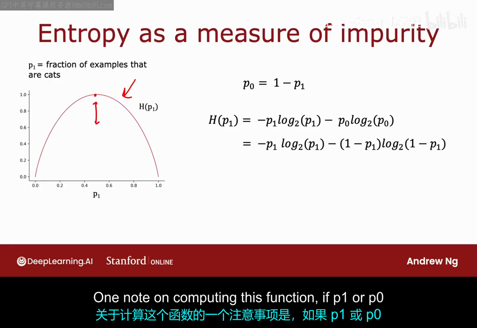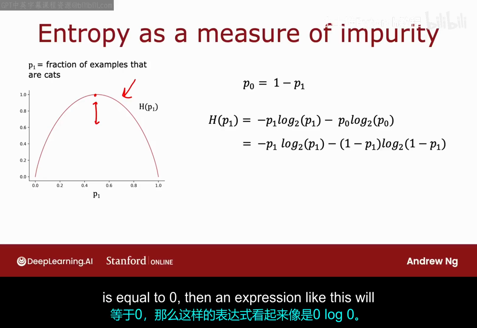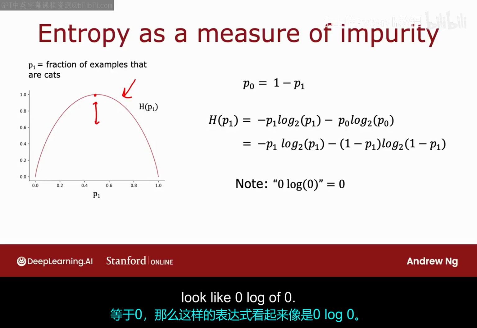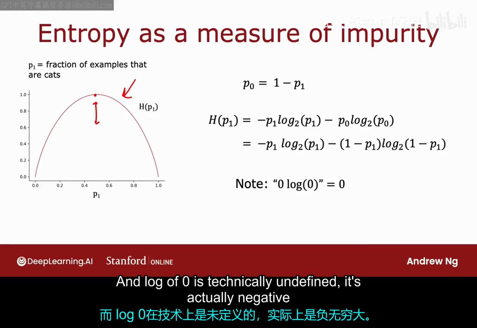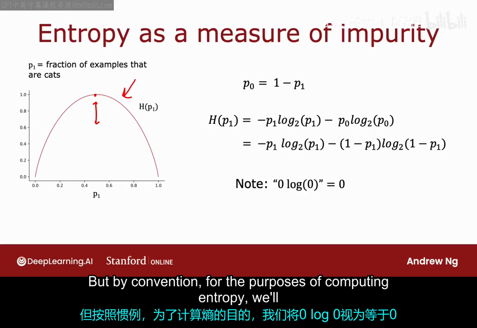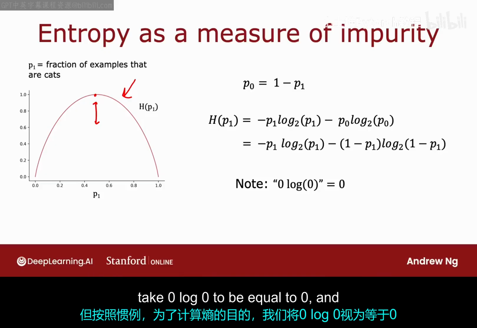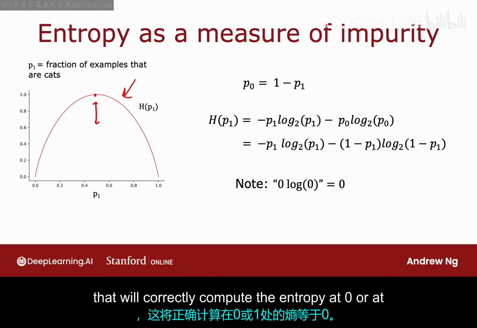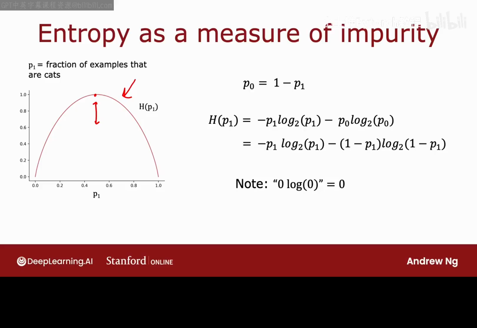One note on computing this function: if P1 or P0 is equal to 0, then an expression like this will look like 0 log of 0. And log of 0 is technically undefined. It's actually negative infinity. But by convention, for the purposes of computing entropy, we'll take 0 log 0 to be equal to 0, and that will correctly compute the entropy at 0 or at 1 to be equal to 0.